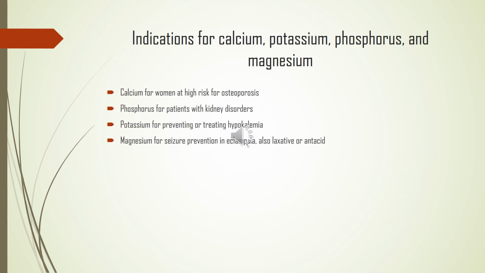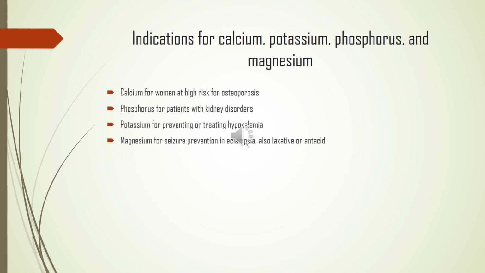Now, here are some indications in case you have issues with your calcium, potassium, phosphorus, and magnesium. Women who are at high risk for osteoporosis, who have had a bone scan done, or who have a family history of it, or who know that they are at risk for osteoporosis, need to take calcium. But in order for calcium to be absorbed into the body, it needs to be taken with vitamin D. Phosphorus is for patients with kidney disorders, so they will be on a phosphorus supplement. Potassium is for preventing or treating hypokalemia. A lot of times they will just say eat potassium-rich foods.